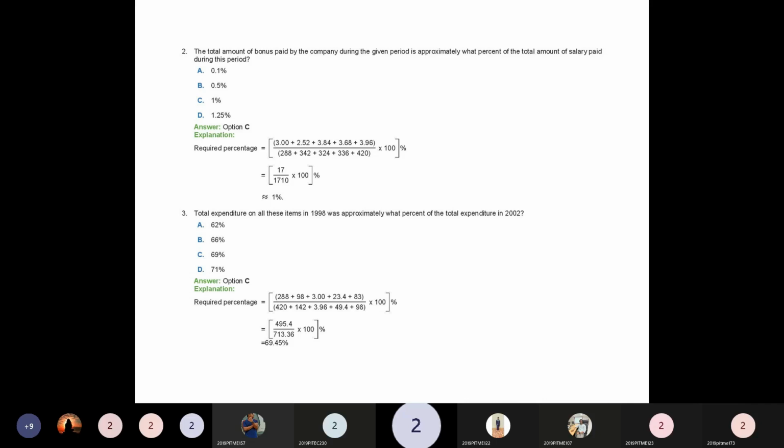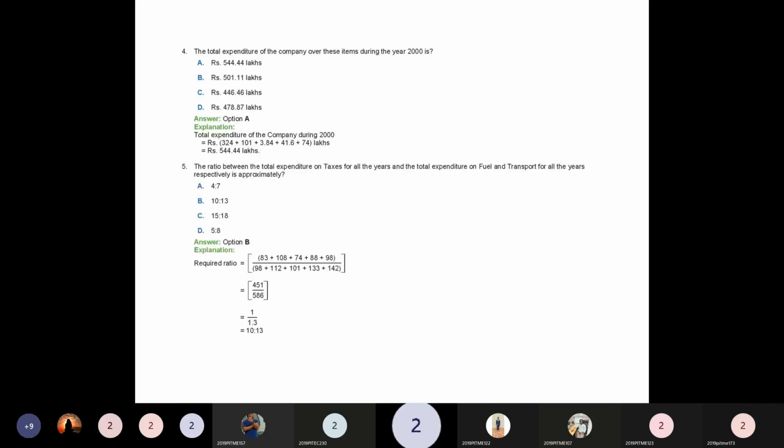Yeah. Now I think there is better clarity. So do you have any doubt? If they're asking for one given data as a percentage of another, you take the given data as the numerator and take the other value in the denominator. You get the percentage or the ratio you can calculate. Okay. The next one, the total expenditure of the company over these items during the year 2000 is.